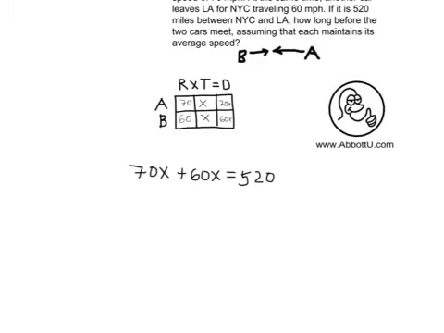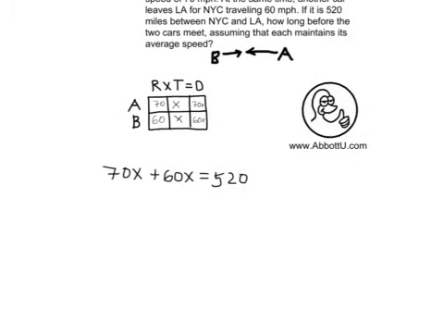And we've got some like terms on our hands. We've got the 70x plus the 60x, so we could combine those, which is always a good idea in algebra. You simplify both sides of the equation first before you do anything else, and we can simplify the left-hand side by combining these. We've got 70x plus 60x, so that equals 130x. So 130x equals 520.